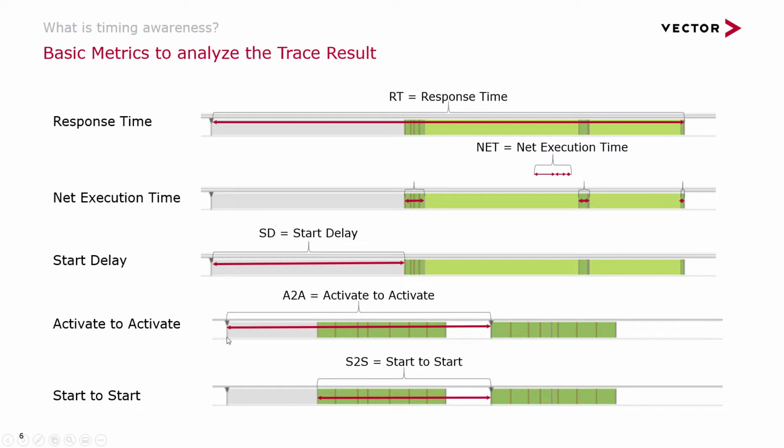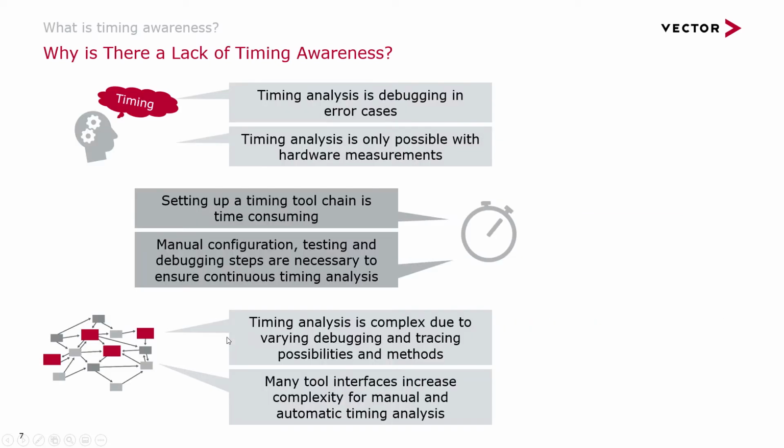So much about this. We've learned that it makes sense to have some kind of timing awareness. So why is there such a lack of timing awareness? There are basically three big reasons that we face again and again. One is, in the mindset of many people, analyzing the timing is something you do only in error cases. So if we have 100% CPU load, then we would do a timing analysis, then we would look into the detail. You will see later why it's helpful to have it all the time.